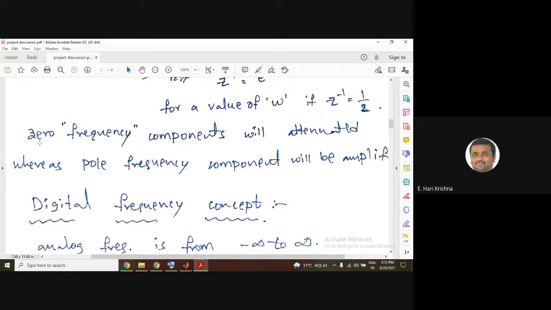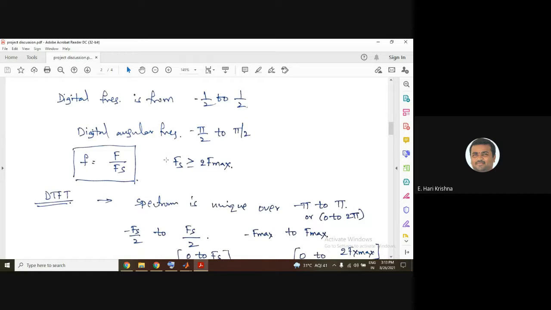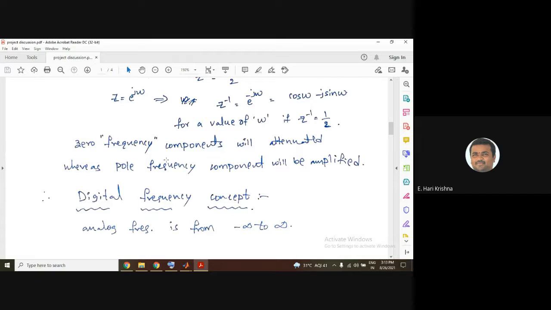So that's a very, very important concept, the pole-zero concept. Poles and zeros of the transfer function concept. The next important point is digital frequency. What do you mean by digital frequency?